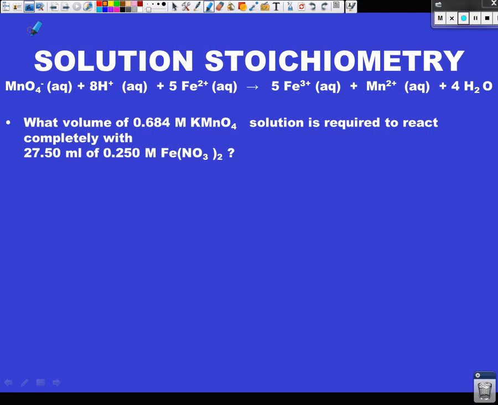So what volume of a 0.648 molar KMnO4? And I know what you're thinking when you read it. Where did that K come from? It's a spectator ion. So technically, it's still floating around in there somewhere. We just don't need it. So what can you attribute that particular concentration to? Very good. So really, this is where it's referring to 0.684 molar is required to react completely with, and then it gives you Fe(NO3)2. Where did that nitrate go? It's soluble. I don't need it.